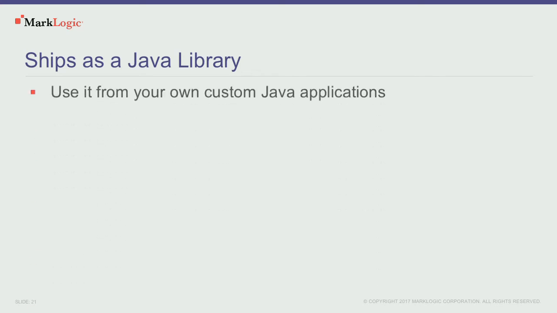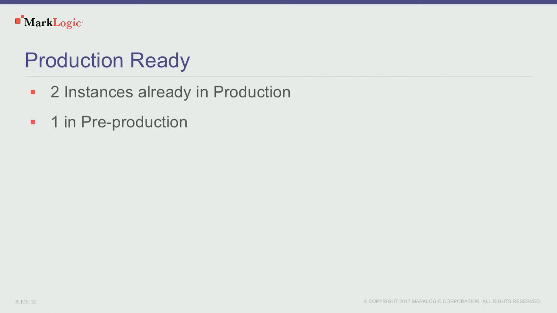It ships as a Java library, which means you can use it within your own custom Java applications, and you can use it from the command line. So it is perfect for running in a headless production environment. It is production ready. We have 2 instances already in production. We have 1 in pre-production and 3 paid proofs of concept. There may be more that have popped up since I made this slide that I'm not aware of yet.